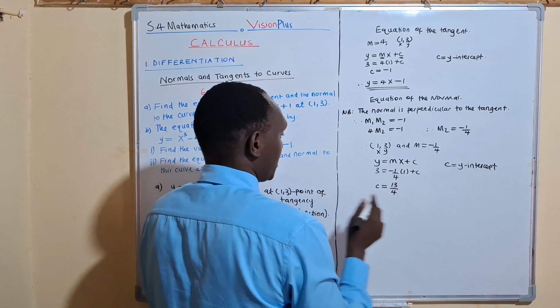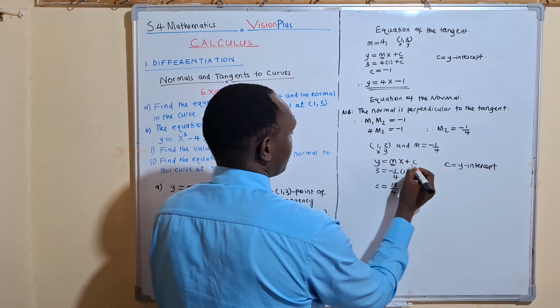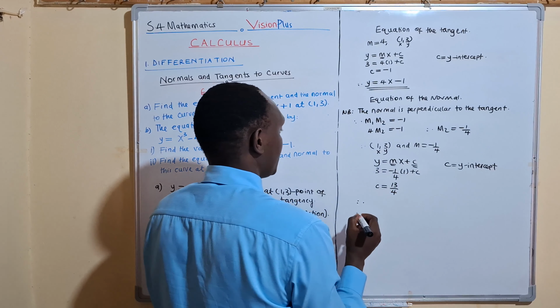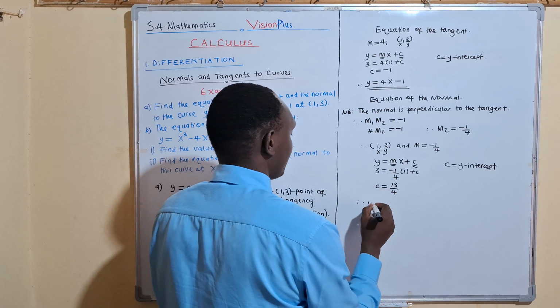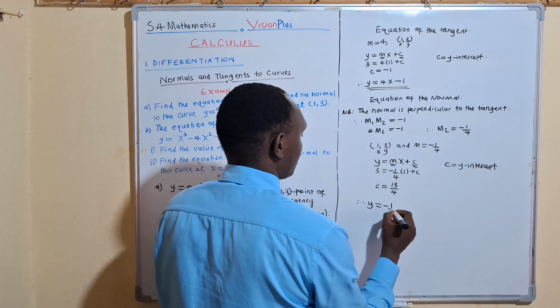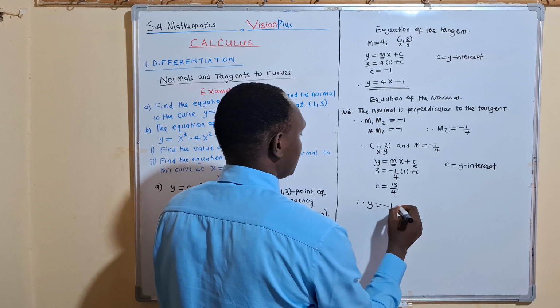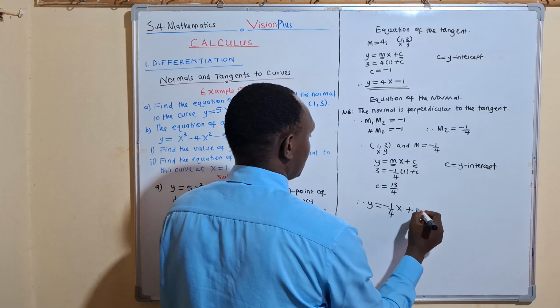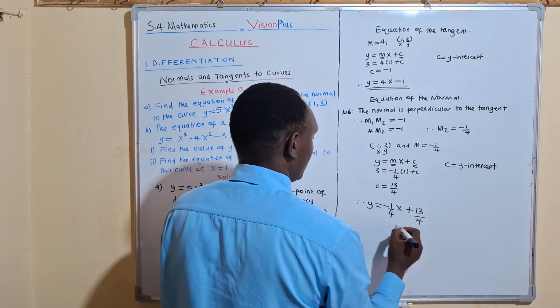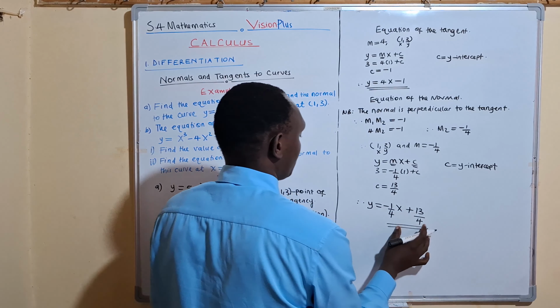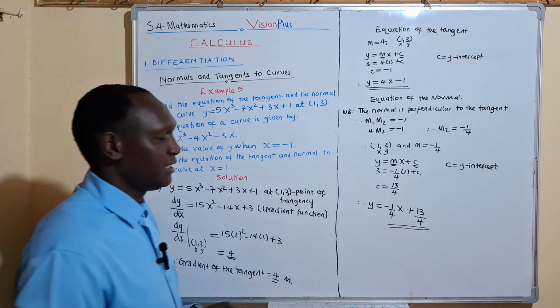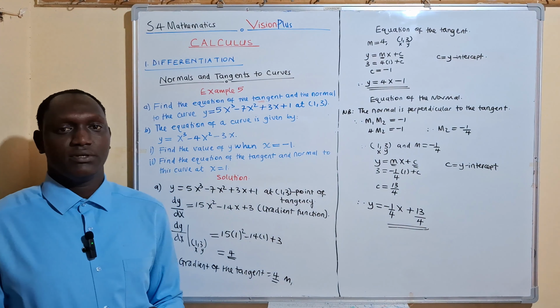Now after getting c, we substitute for m and c. Therefore, the equation of the normal, which is a line, becomes y equals negative 1 out of 4, that is the gradient, times x plus c, where c is 13 out of 4. So this is the equation of the normal in part A, and that is the solution to part A.